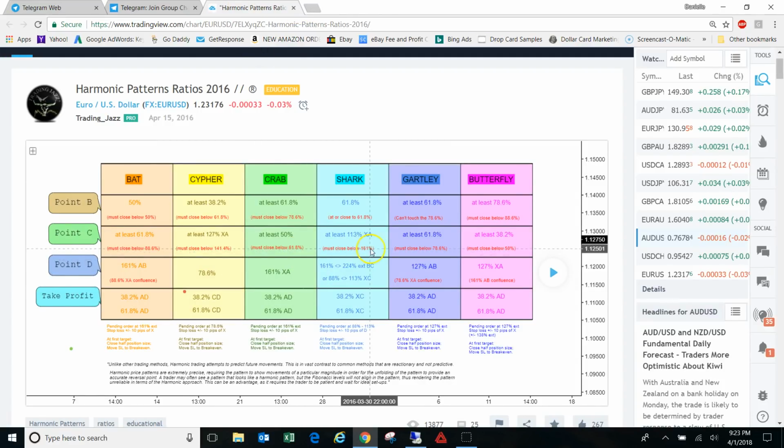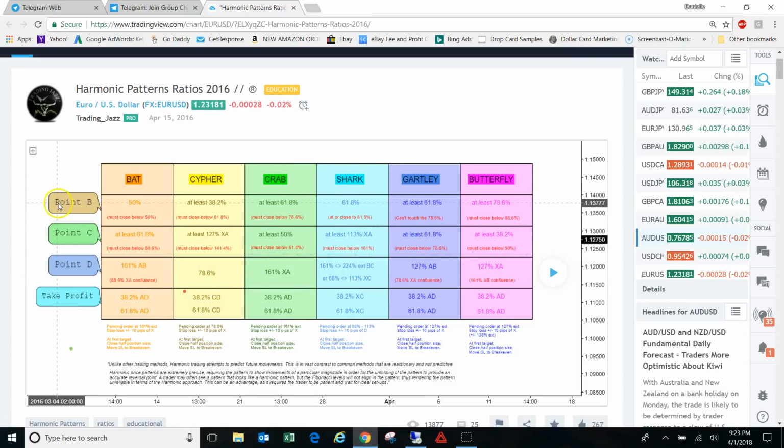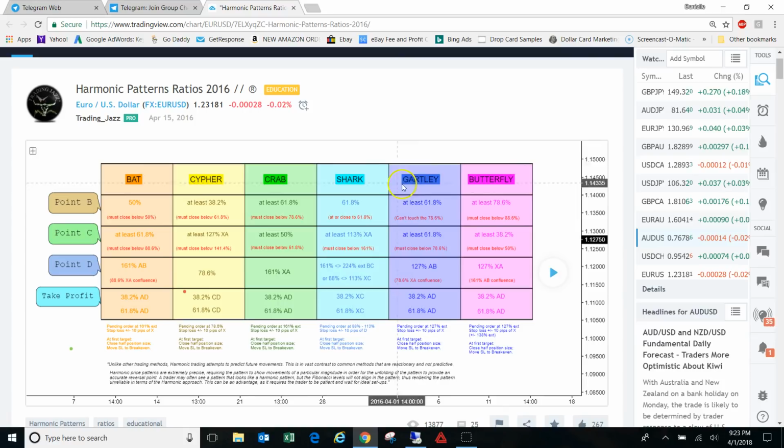So this is one I actually have printed out, and this is the one that I like to use, and I keep it on my desk just for my own reference. It gives you the different patterns, and you know the points B, C, D, and it tells you what your take profits should be as well. So it's a really good little cheat sheet. Tells you everything you need to know. So remember we were dealing with the cipher, right?